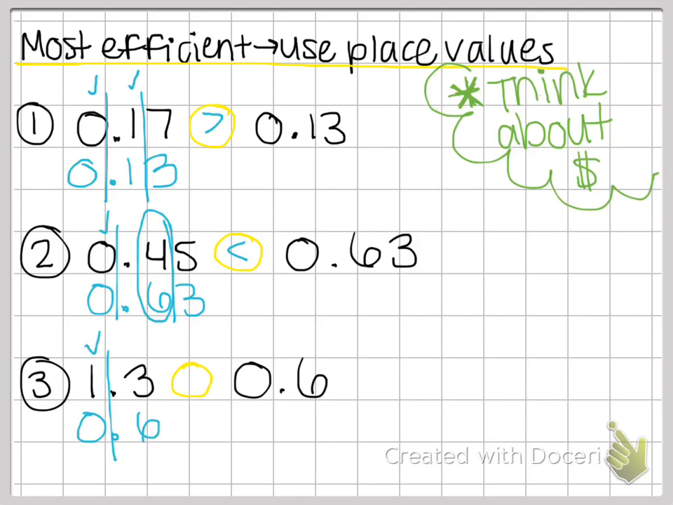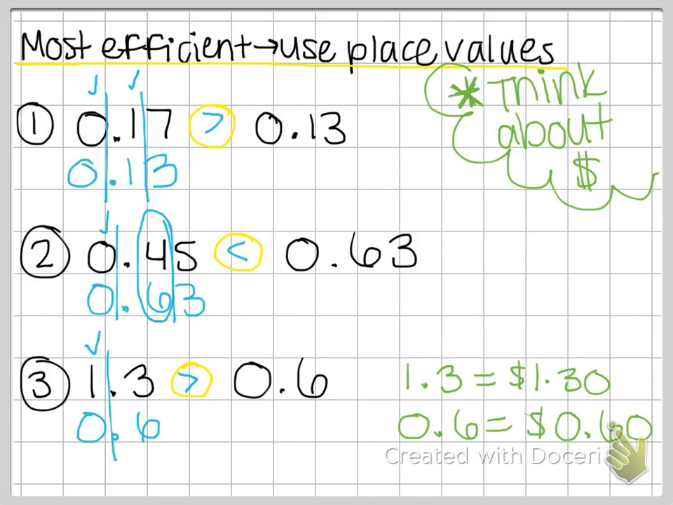So I'm looking at the ones place, and I already was able to figure out which answer was greater. So 1 3/10 is greater than 6/10. A couple ways you can think about that, right? 1 3/10 is the same as $1.30, and 0 6/10, you can think about that as 60 cents. So which would you rather have in your pocket? I'd rather have $1.30 in my pocket, right?